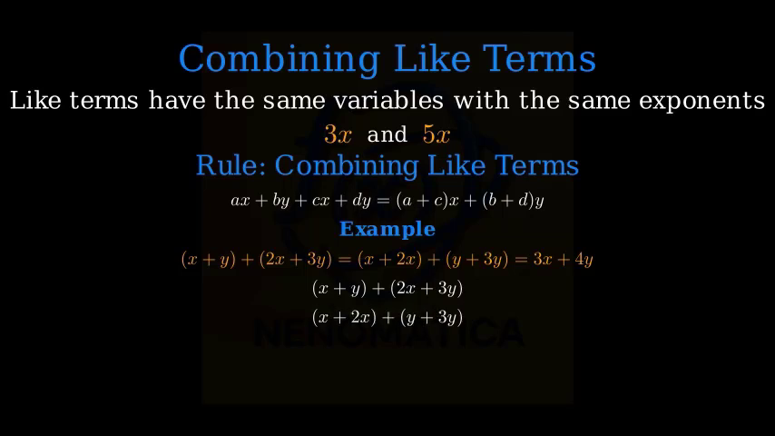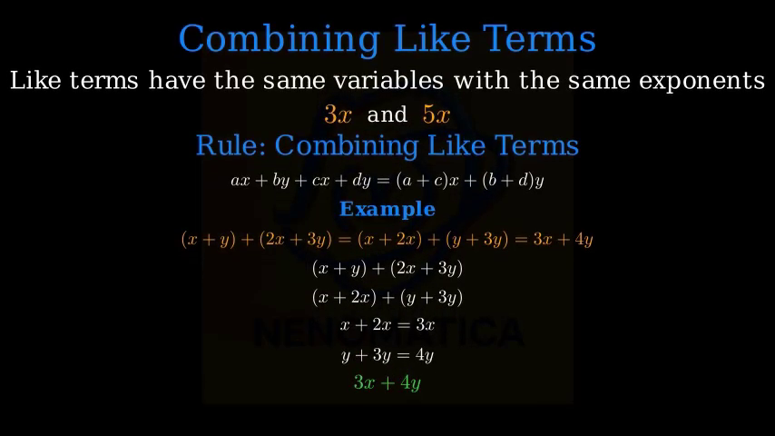First, we rearrange the terms by grouping like terms together. So we have x plus 2x in one group and y plus 3y in another group. Then we combine the like terms: x plus 2x equals 3x and y plus 3y equals 4y. So our final simplified expression is 3x plus 4y.